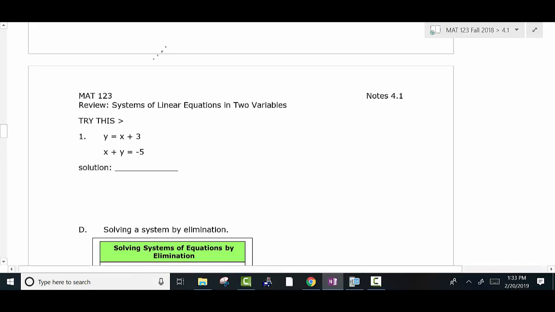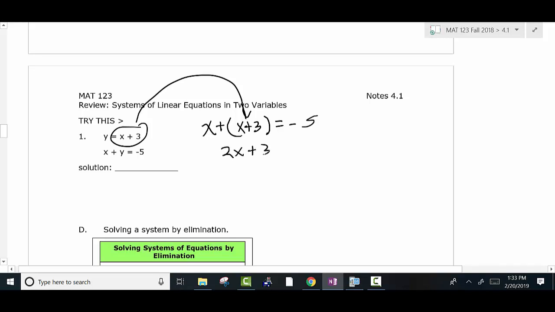Okay, good job. I don't see hardly any issues on that. Okay, so this one you have x plus y equals -5. So I can see that we got the substitution part down. That plugs in there like that. These are like terms. x plus x is 2x plus 3 equals -5. Subtract 3 from both sides. You're going to have 2x equals -8. Divide by 2, you're going to have x equals -4.